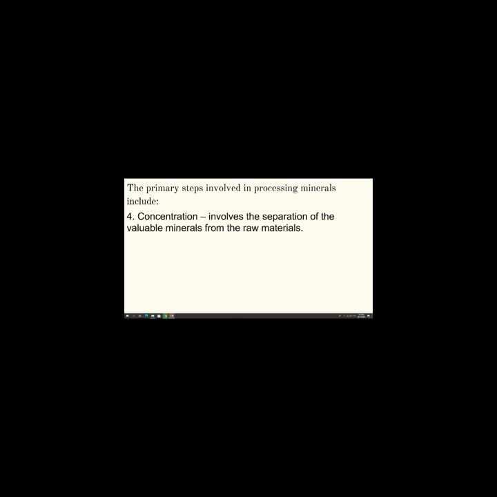Alright. The four primary steps involved in processing minerals are sampling, analysis, comminution, and concentration. We're not going to discuss it in full. Just remember the four primary steps involved in processing minerals.